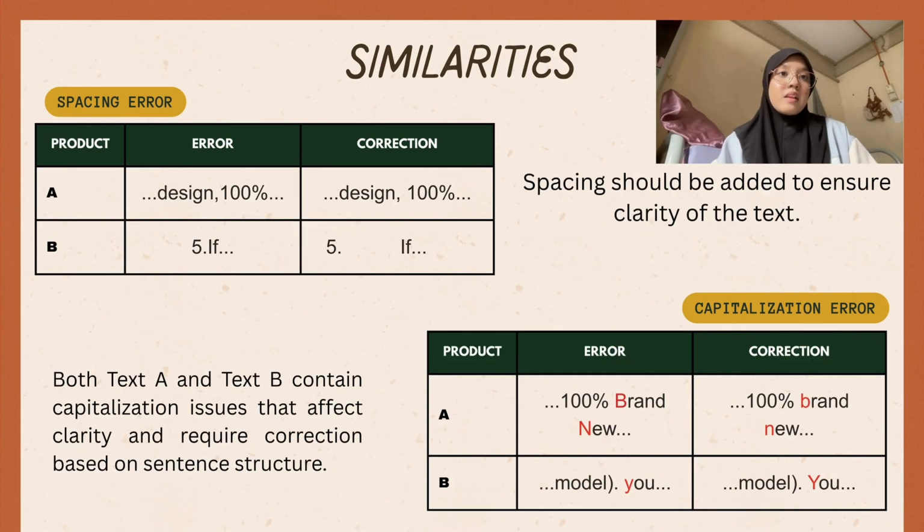Next is the capitalization error. Both texts contain capitalization issues that affect clarity and overall sentence structure. Although they fall under the same error category, the patterns differ. Product A unnecessarily capitalizes words such as brand and new, while Product B fails to capitalize words that should be capitalized, such as you, at the beginning of a sentence after a full stop. These errors reduce the professionalism and readability of the text, especially for business text.